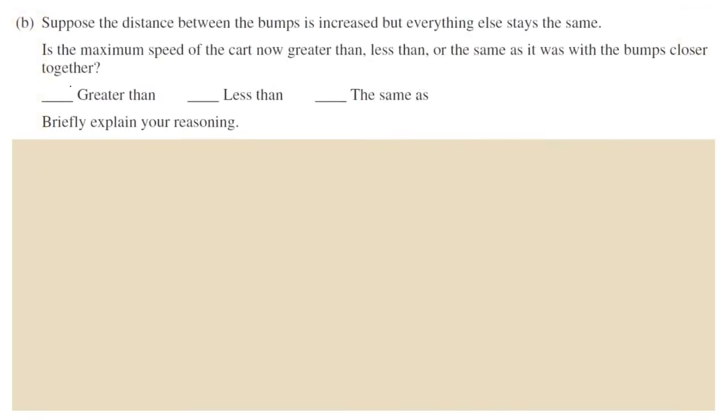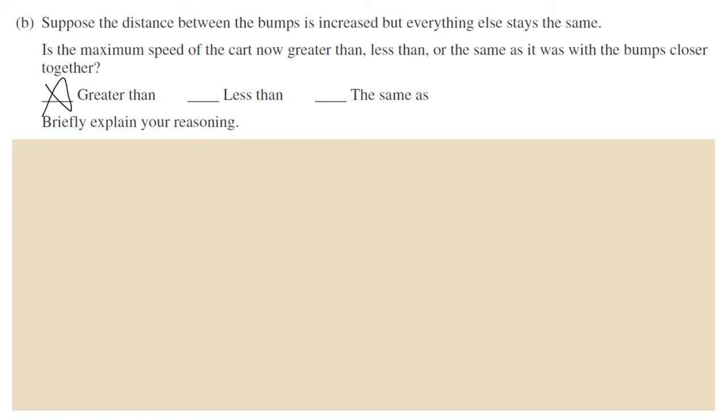All right, moving on to part B. It says, suppose the distance between the bumps is increased, but everything else stays the same. Is the maximum speed of the cart now greater than, less than, or the same as it was with the bumps closer together? Now, the answer here should not be much of a surprise. The answer is going to be greater than.